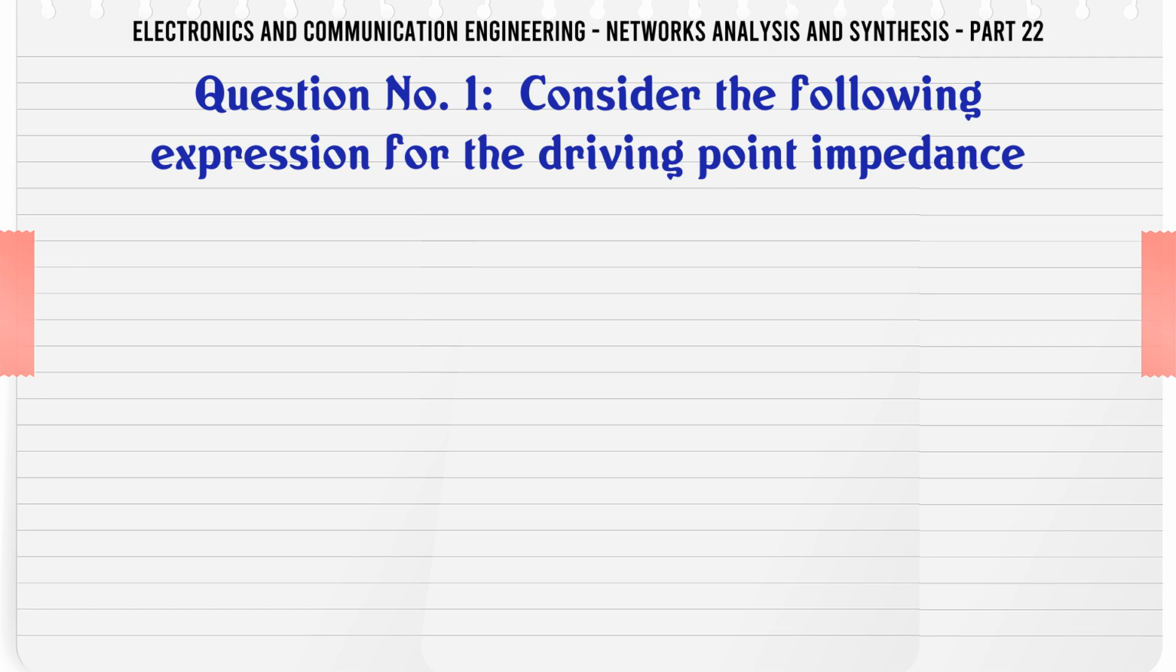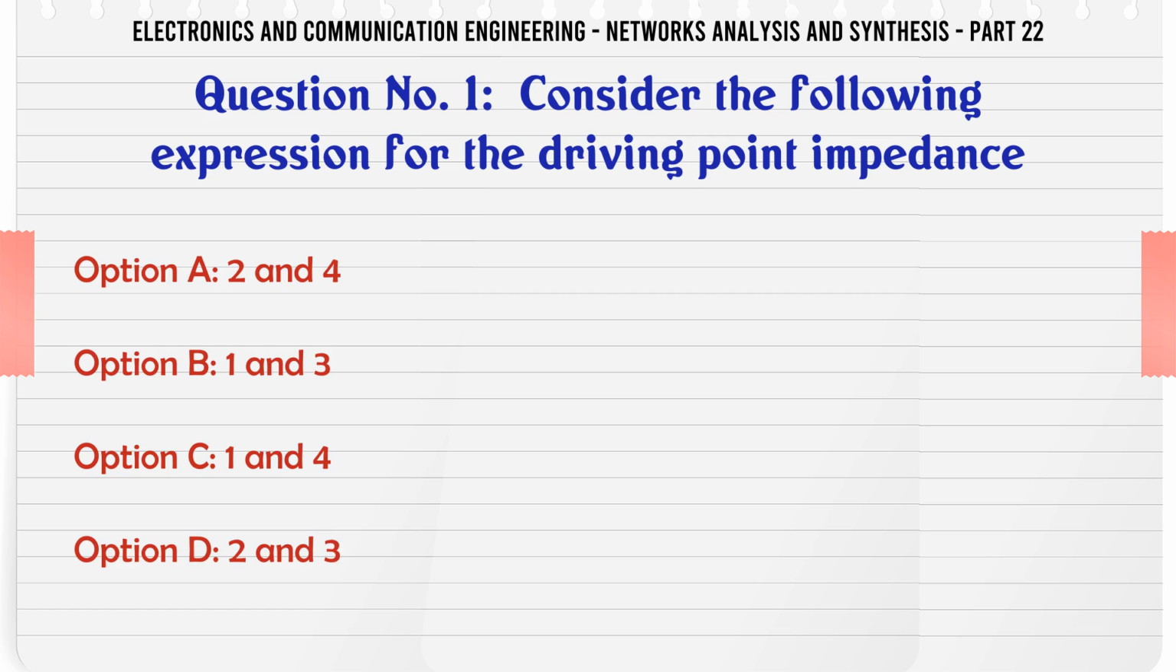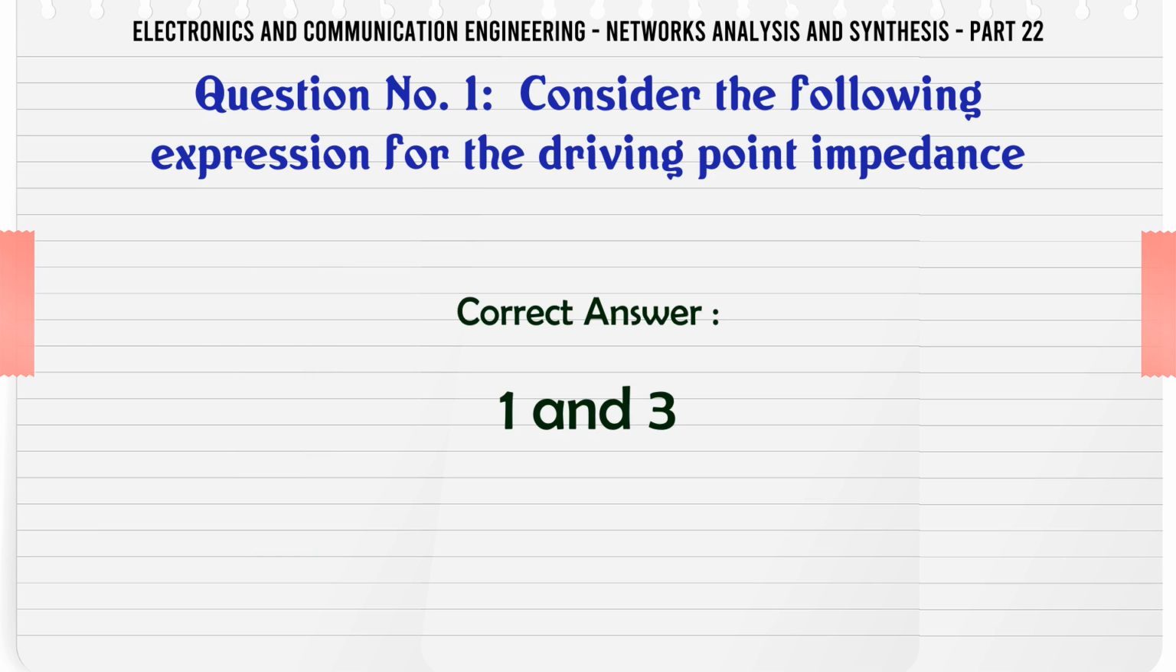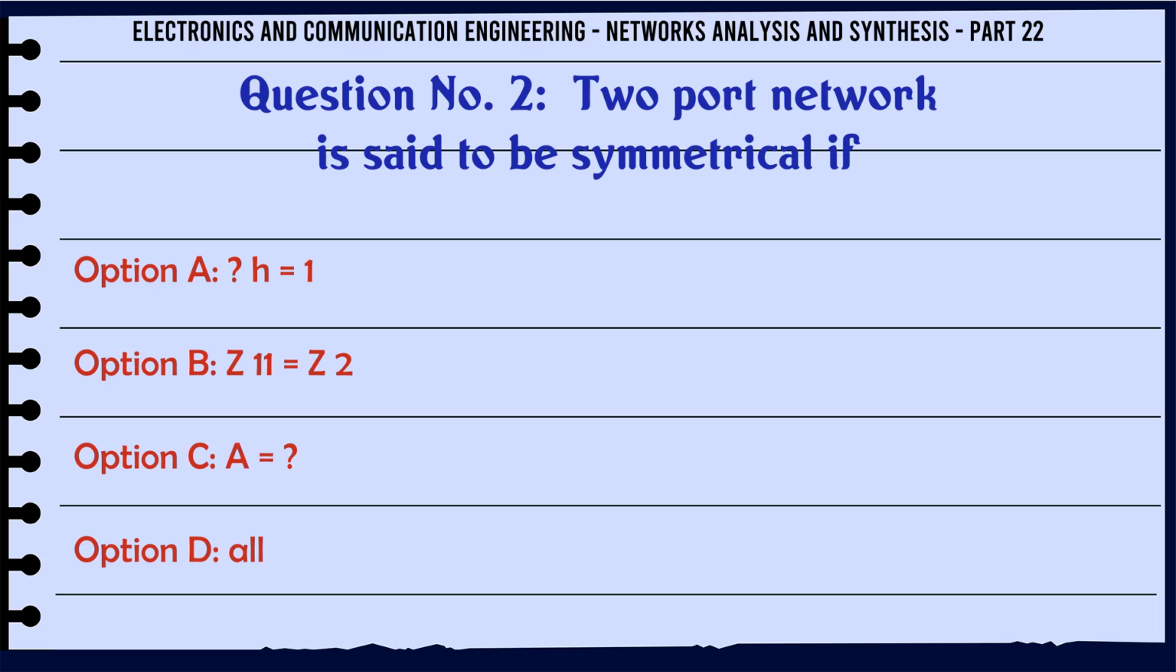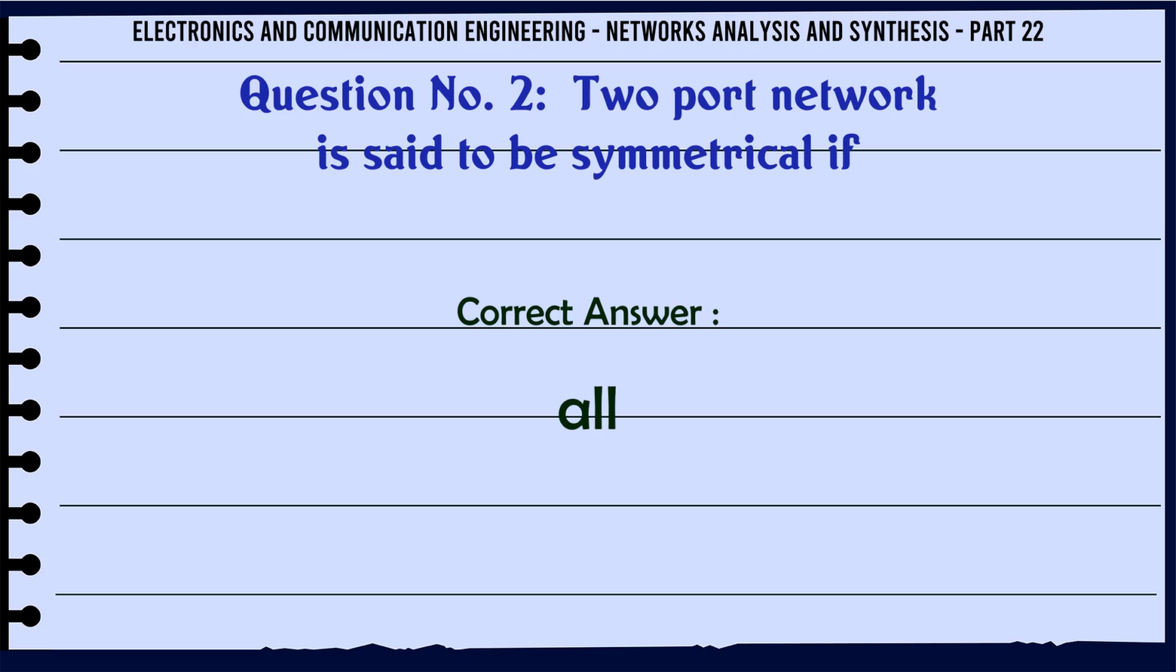Consider the following expression for the driving point impedance: A. 2 and 4, B. 1 and 3, C. 1 and 4, D. 2 and 3. The correct answer is 1 and 3. A two-port network is said to be symmetrical if A. H1, B. Z11 = Z22, C. AD, D. all. The correct answer is all.